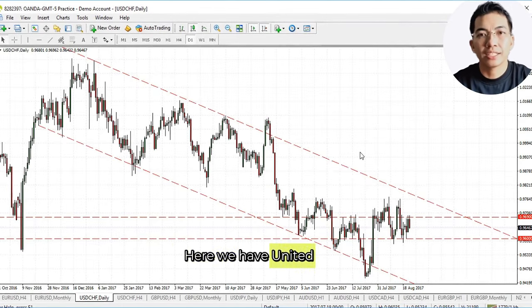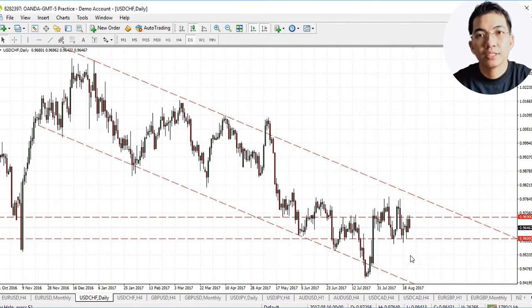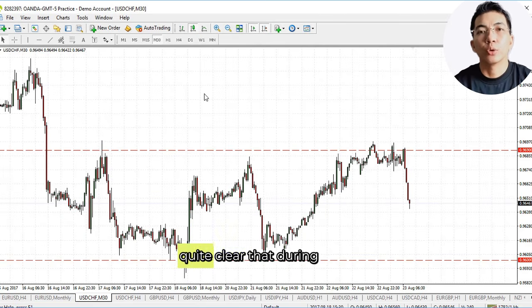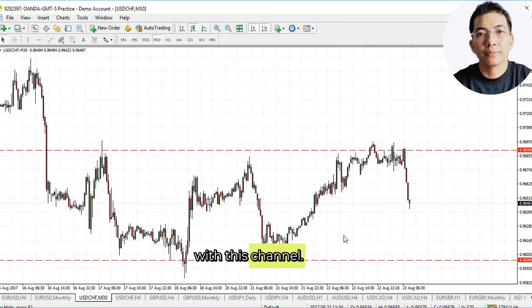Here we have United States dollar against the Swiss franc on a daily chart. You can see that there is a downtrend that is going on since the end of last year, so I consider it as a main trend. Switching to the 30 minutes chart, it is quite clear that during the last 7-8 days, the currency pair is trading within a range that I have identified with this channel.